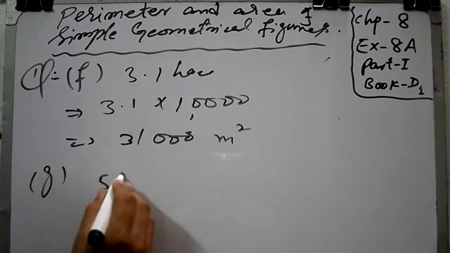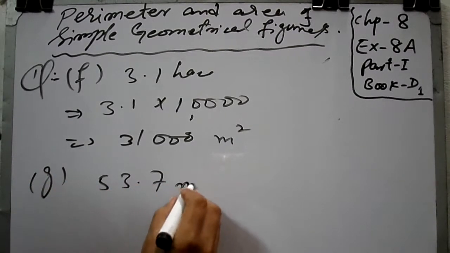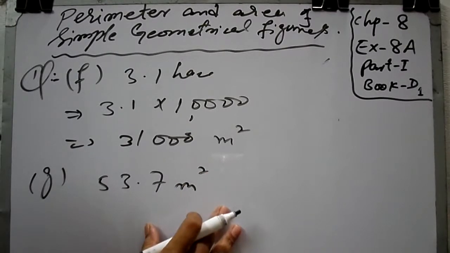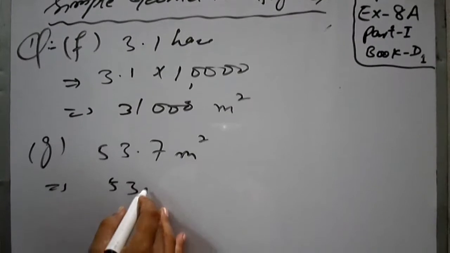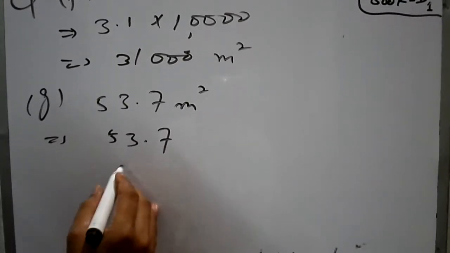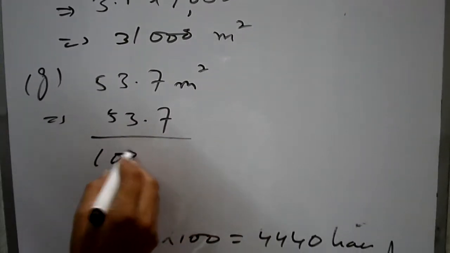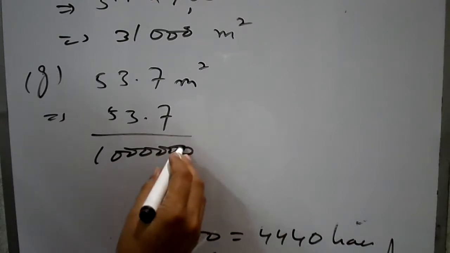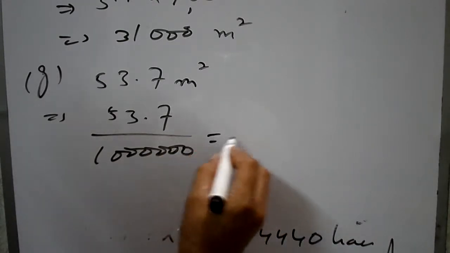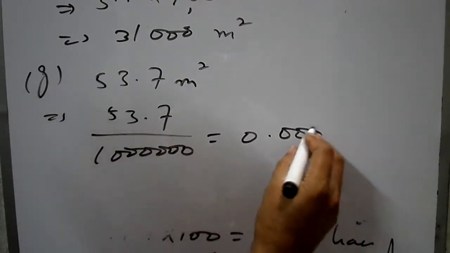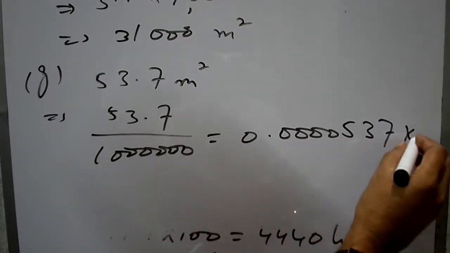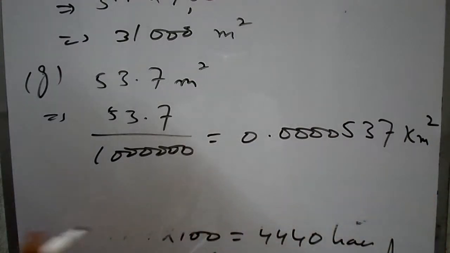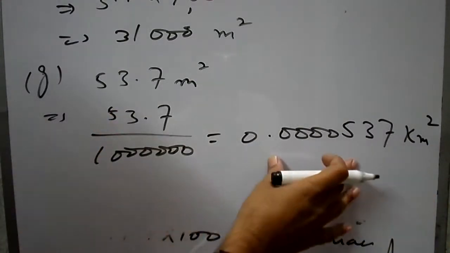G part, 53.7 meter square, convert into kilometer square. Divide it, because you have to make bigger units, so you should divide by 1,000,000, so is equal to 0.0000537 kilometer square. When you divide, you will get this.